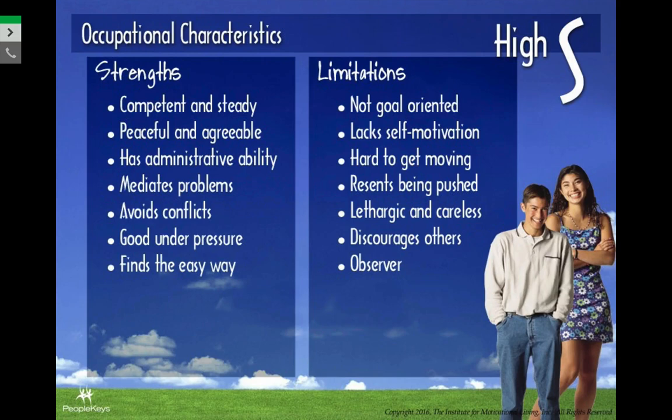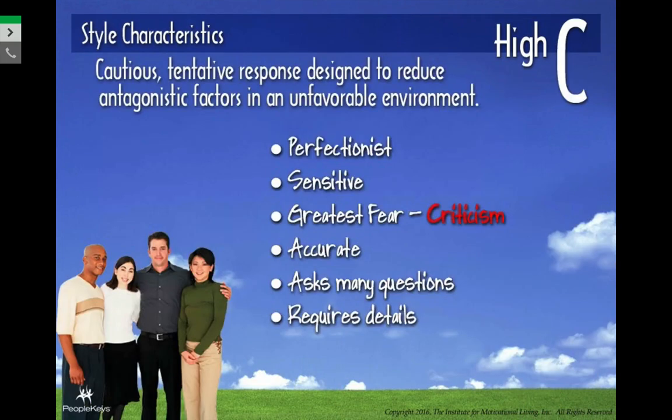Some of their occupational characteristics: they're competent, they're steady, they're peaceful, agreeable. They can mediate problems. They avoid conflict at all costs. They're really good under pressure, and they're always going to find the easier way. Not because they're lazy, they're just smart. They're going to find the easier way to get something done. Limitations: they're not very goal-oriented. They lack self-motivation. They resent being pushed, and they can come across as an observer instead of a leader.